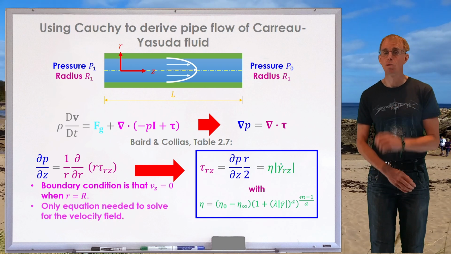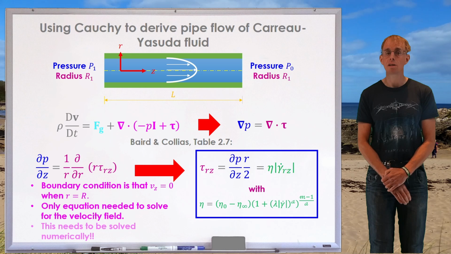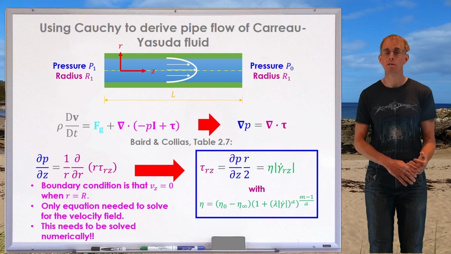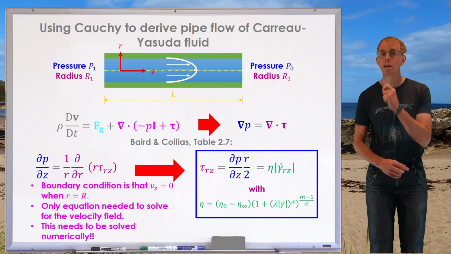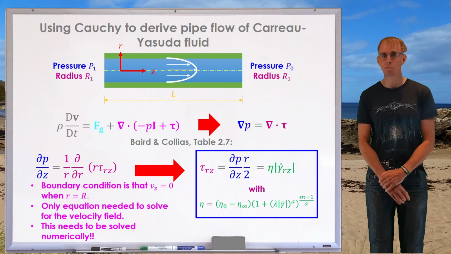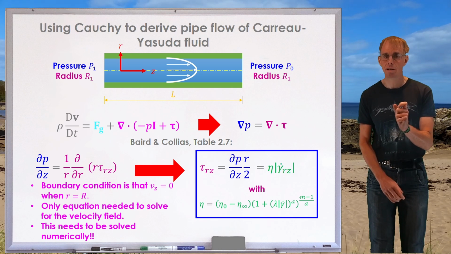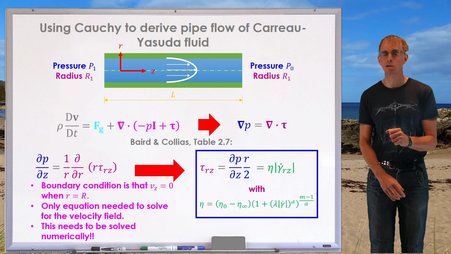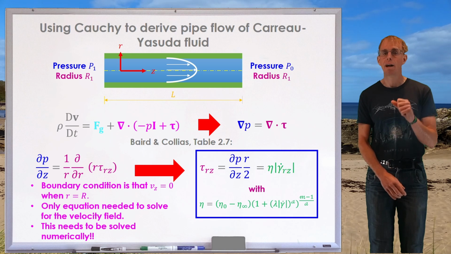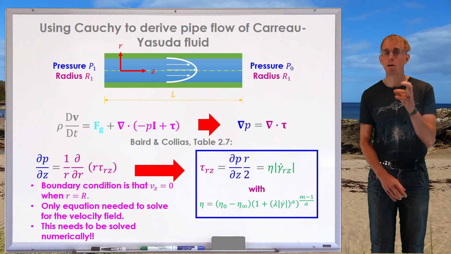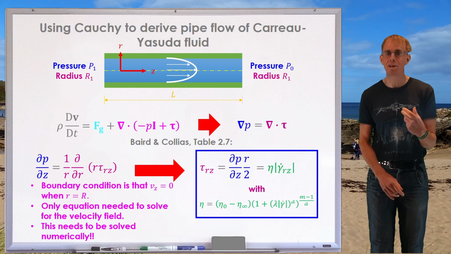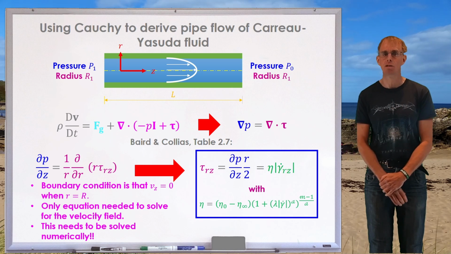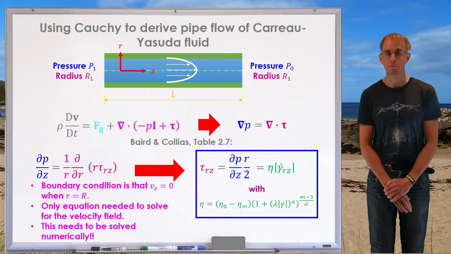We've just got a first order differential equation. We only need one boundary condition for that. And we have a nonlinear first order differential equation. If we look at the form of eta, how it involves the magnitude of the strain rate tensor, and how tau rz also involves the product of eta and the magnitude of the strain rate tensor, we need a numerical solution.